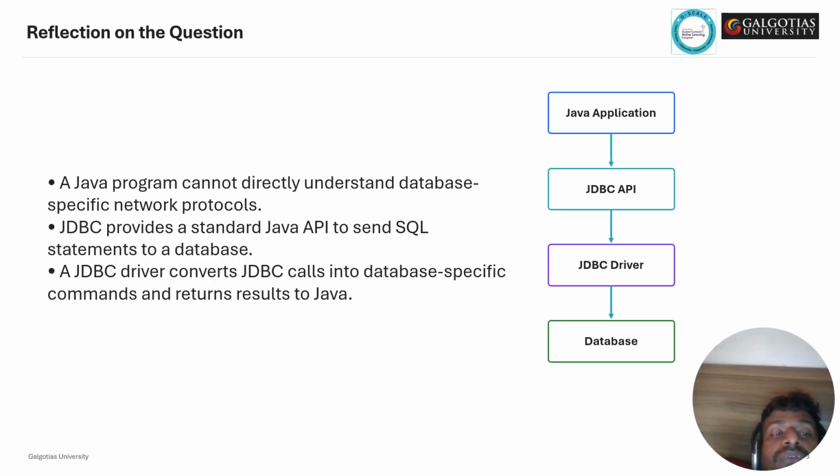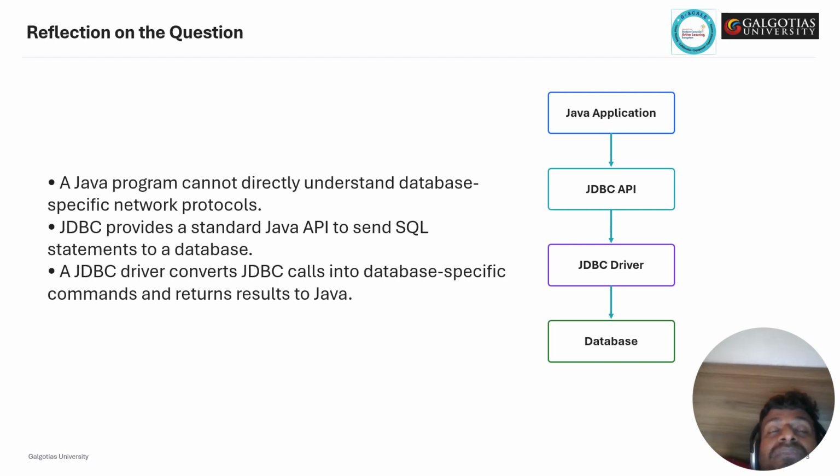A Java program cannot directly understand database-specific network protocols. JDBC provides a standard Java API to send SQL statements to the database, and a JDBC driver converts JDBC calls into database-specific commands and returns the result to Java. This is the main question: how to connect Java with SQL?